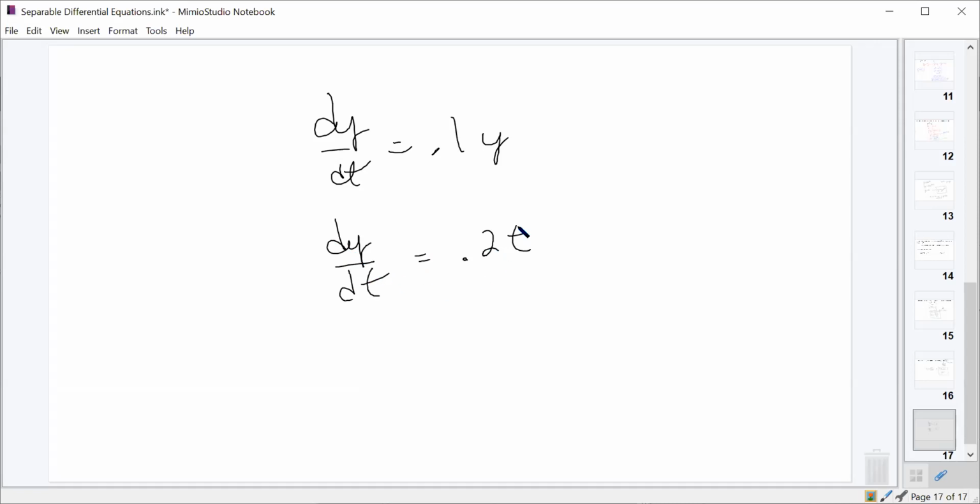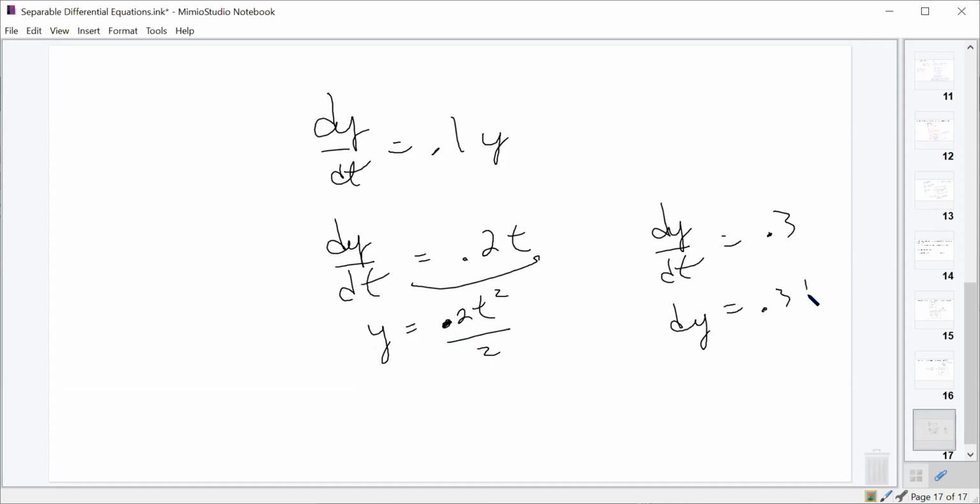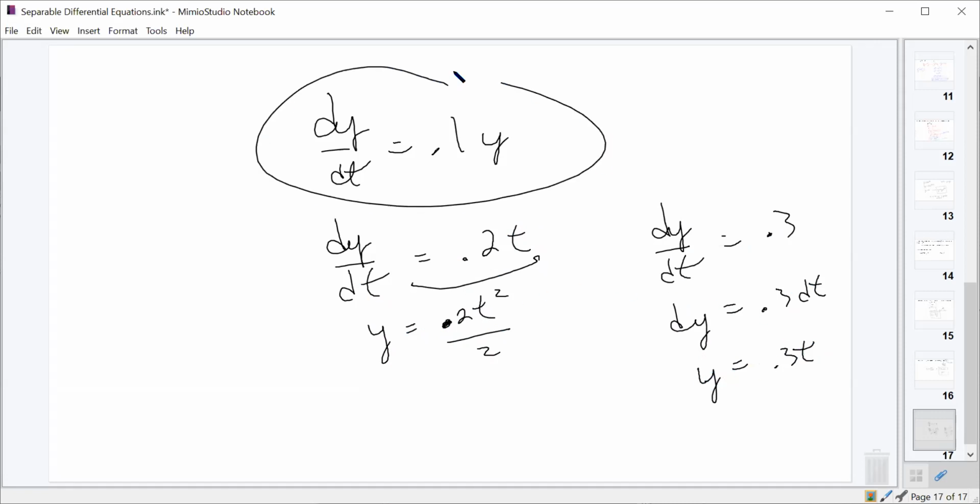This would not be exponential because it's not that the change in y is proportional to y. It's just that the change in y is equal to a proportion of t. And so we would bring the dt over here and say y equals 0.2 t squared over 2. And we would say that's quadratic growth, right? If I gave you something just like dy/dt equals 0.3, that'd be linear growth. dy equals 0.3 dt, y equals 0.3 t, right? Linear growth, quadratic growth, exponential growth.